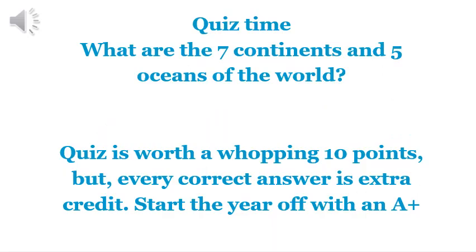And it appears that we're ready for just a little bit of a quiz. Right now, you're going to be quizzed on what the seven continents and five oceans of the world are. The quiz is worth a whopping 10 points, but every correct answer is extra credit. So everybody starts and ends the test with full credit. The hope is that you start this year with an A++, a little bit of a bump.